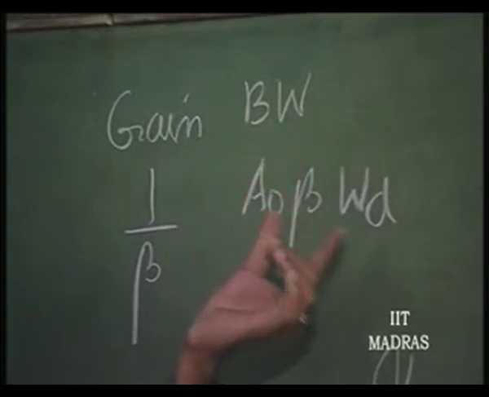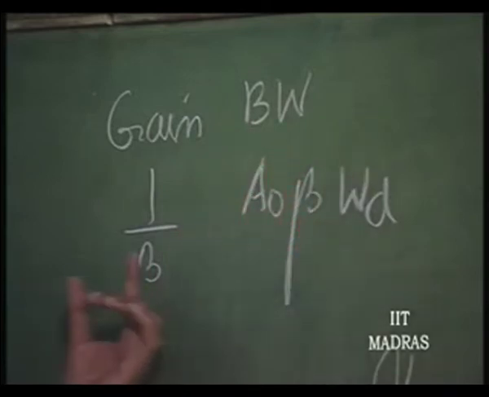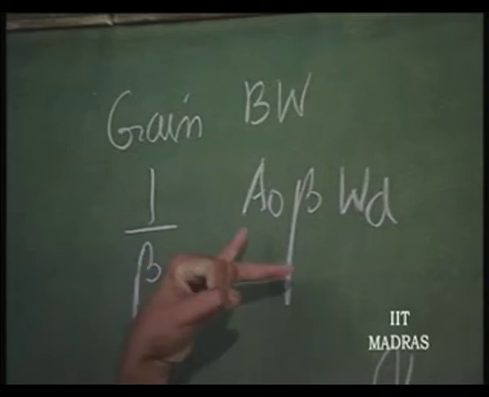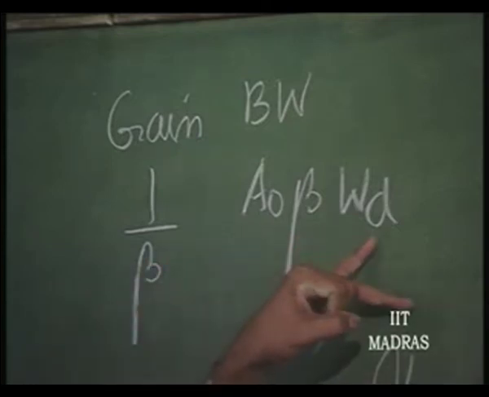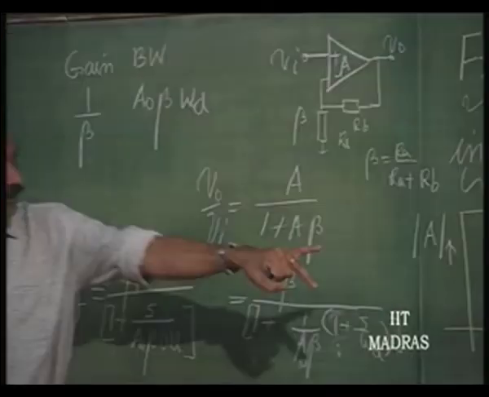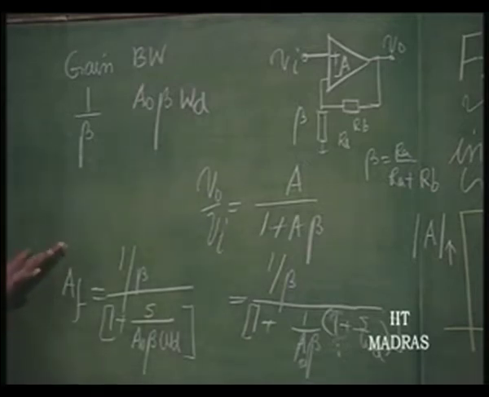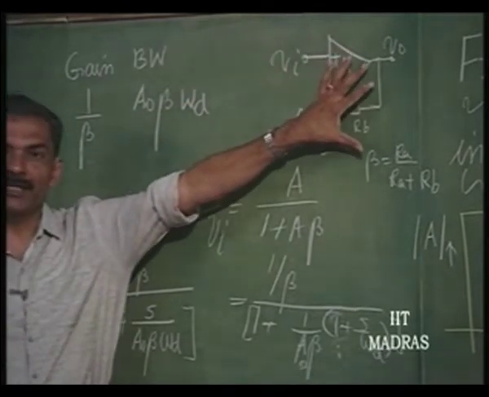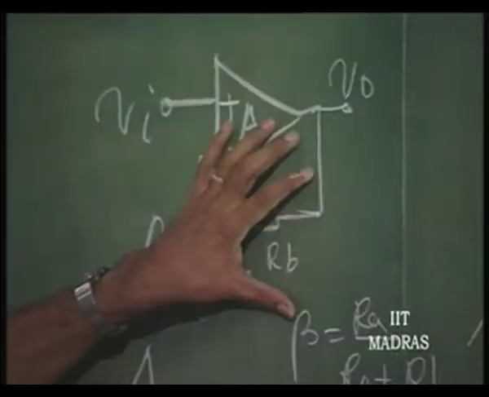So, by that factor it is improving, and gain into bandwidth is a constant. Gain of the feedback amplifier is 1 over beta, bandwidth is A naught beta into omega d. Gain into bandwidth is constant, which is equal to omega d into A naught. This is invariably true. Okay. If you use this amplifier in any negative feedback configuration like this, gain into bandwidth remains always a constant.